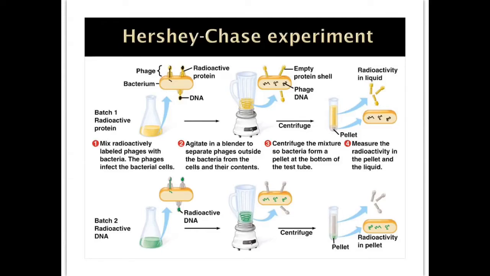So in batch 1, when the proteins were labeled, you can see that the radioactivity was not in the pellets that contain the bacteria, but the radioactivity was in the liquid. The liquid represents the parts of the bacteriophage viruses that did not enter the bacterial cells. With batch 2, the radioactivity did appear in the pellet, and again, the pellet is the bacteria. So the conclusion is that DNA is the genetic material, based on the fact that these bacteriophage viruses injected their DNA into the host bacterial cell, not the protein.